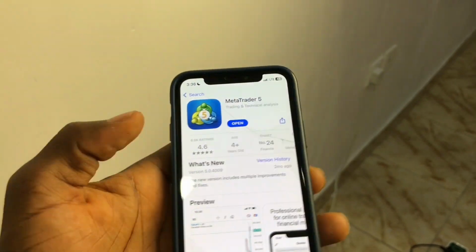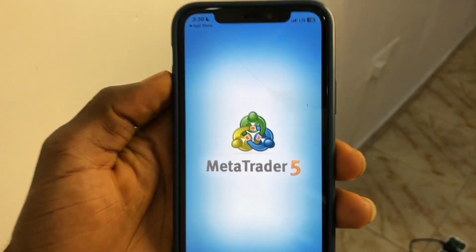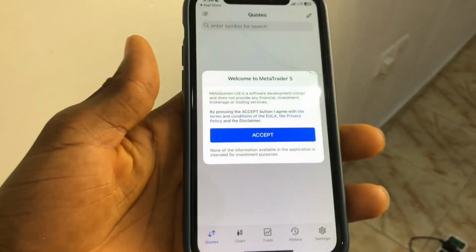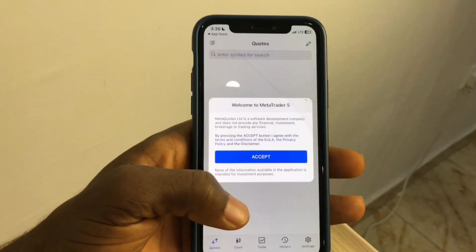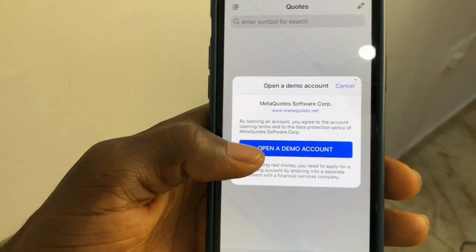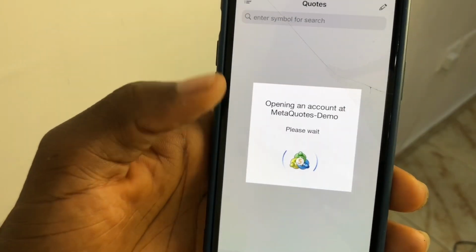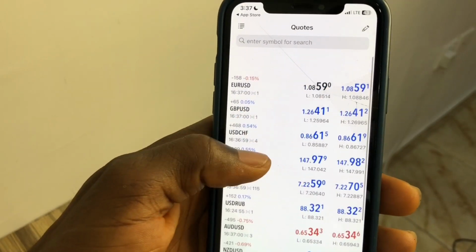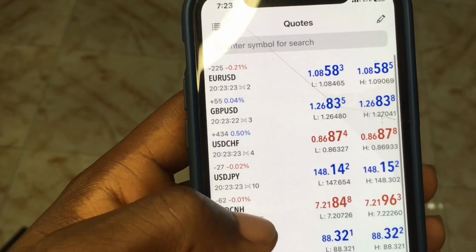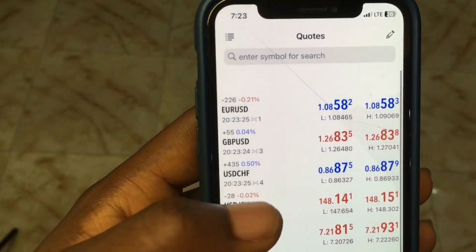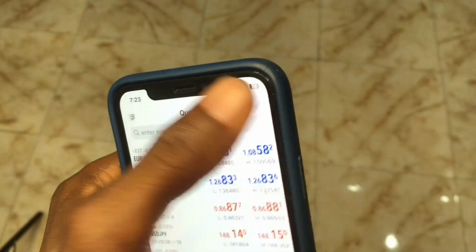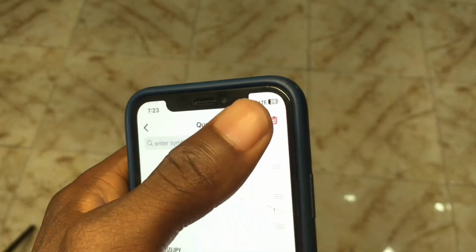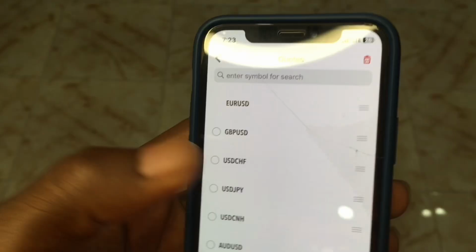Right now, let me go ahead and open the app. This is how the app will look whenever you're installing it for the first time. You can go ahead and hit allow, accept, then hit open a demo account. This demo account is for you to practice before you actually go into the live market. This here is the quotes section, which means that all currency pairs you can trade will be listed on here. If you want to remove a pair that you don't trade, you can select it and delete it, and it will be gone.